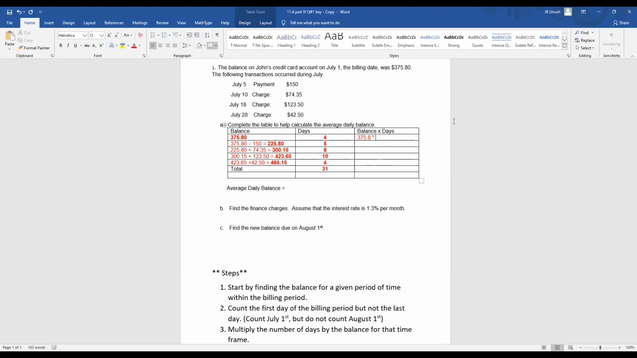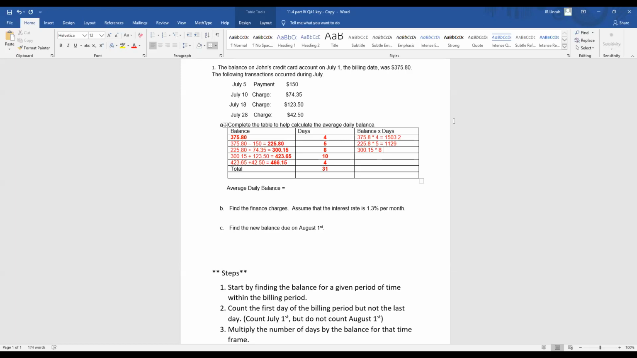I'm going to multiply that times 4, and that comes out to 1503.2. Okay, I just need to go along and do that for each of these. 225.8 times 5 days comes up to a total of 1129. Come down to the next one. I've got 300.15. I'm taking the balance for this time period, multiplying it times the number of days the balance was at this specific amount, and I get a total.